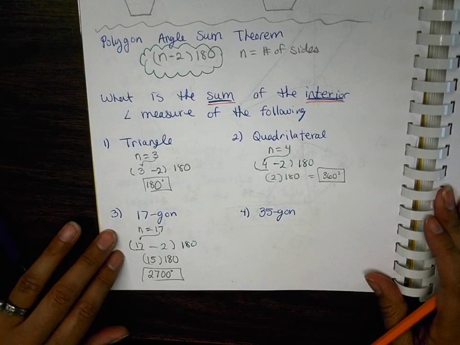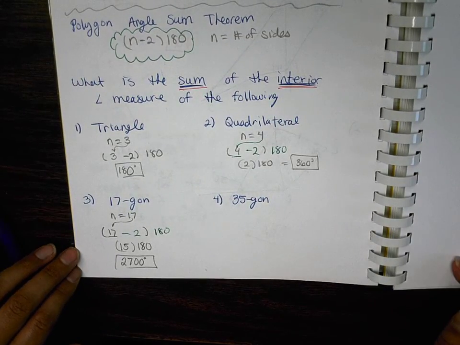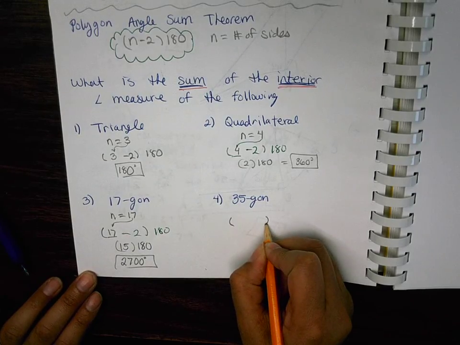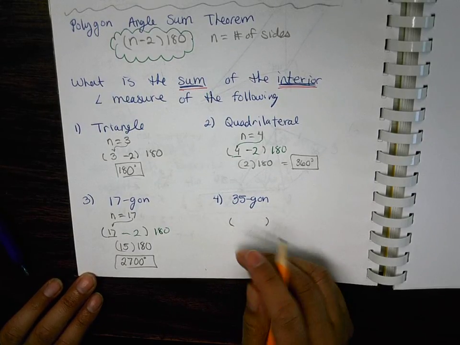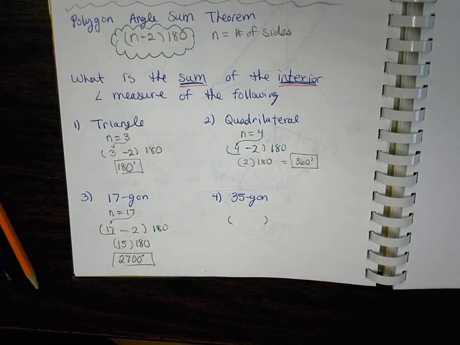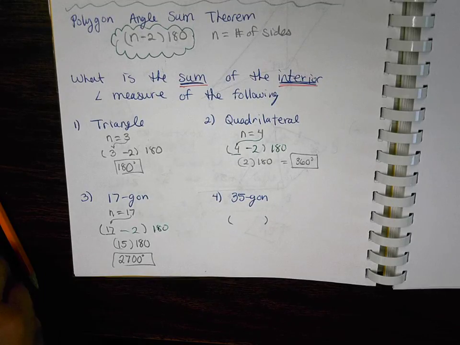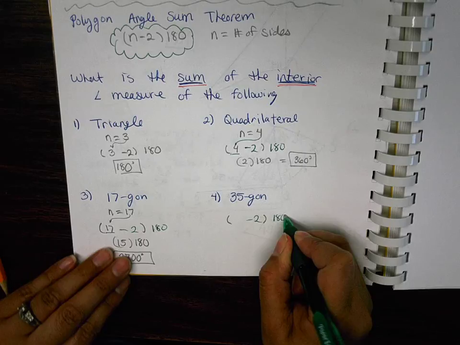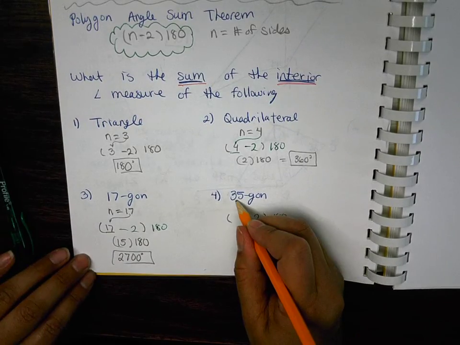Okay, 35-gon. I'm gonna have you guys try that one on your own. We have more notes, but there's only 4 in this section. This is the last one in this section. Okay. So you're using the same formula, n minus 2 times 180. What goes into this blank right here?